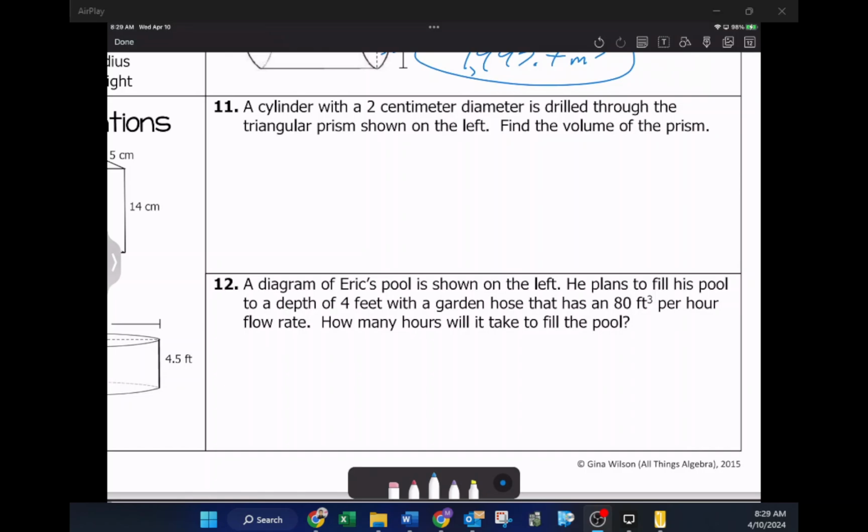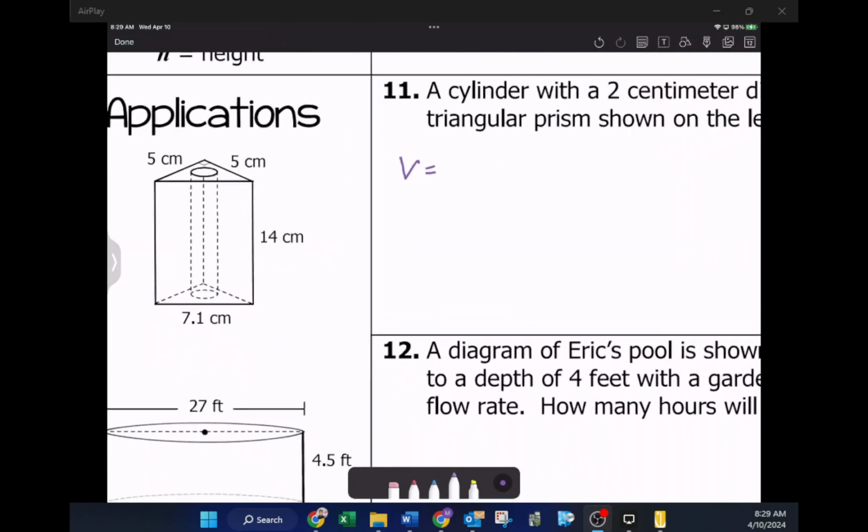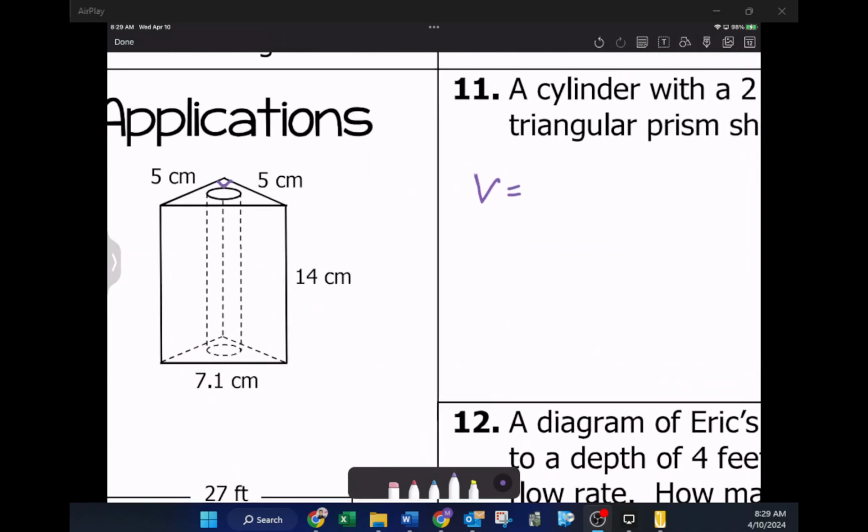All right. So number 11, pretty obvious. Find the volume of the triangle first, which, again, I have to zoom in to see. This is a right triangle, so the base and height are both 5. So 1/2 of basically 5 squared, which is 12.5 centimeters cubed.